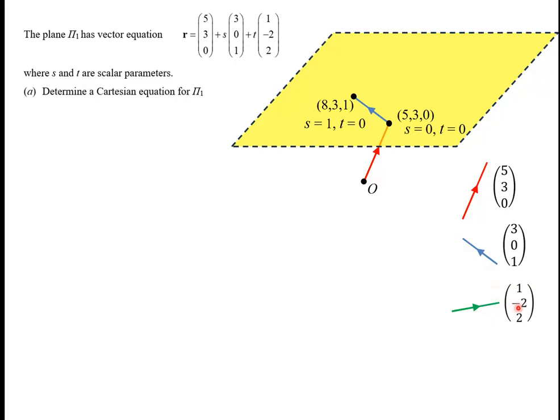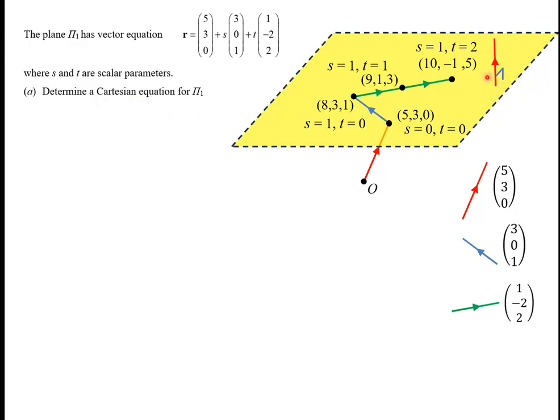And if I draw the other vector, the 1, minus 2, 2 like this, in nice green, that takes me to the point 9, 1, 3 because I'm adding a 1 and a minus 2 and a 2. And that's the point where s is 1 and t is 1. But at another t, another one of the 1, minus 2, 2s, I get to 10, minus 1, 5. So here are a load of points in the plane, and that's the point where s is 1 and t is equal to 2.